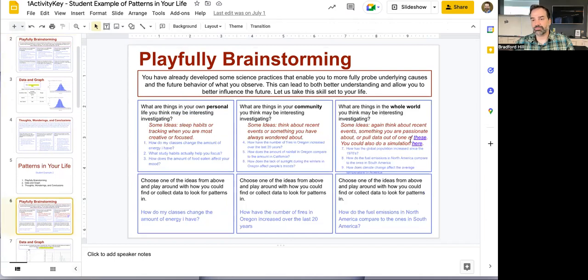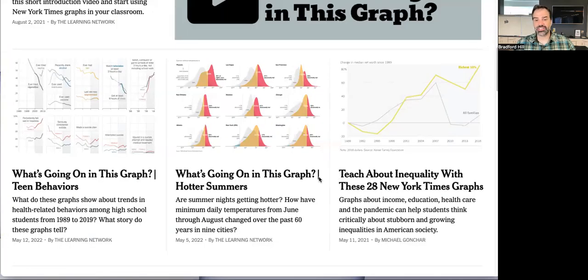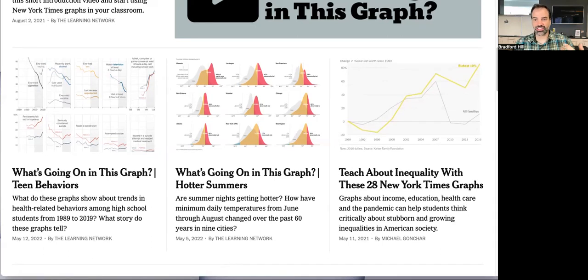If you want it really manageable, you want to keep this to a single class period or 2 class periods, so I strongly suggest that you use what's going on in here. This was actually made by the New York Times, which had a math teacher go and grab graphs from the Times, strip the context, and put them in front of students with some thoughtful wraparound material. So here are 28 graphs about inequality. Here are some on teen behaviors. These are high interest, so students can get pulled in, they can get the data, so they don't actually have to spend weeks collecting data.